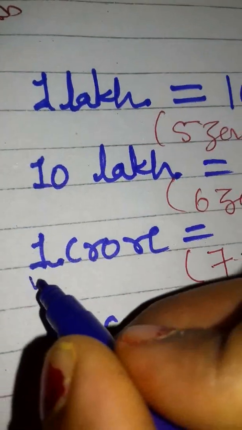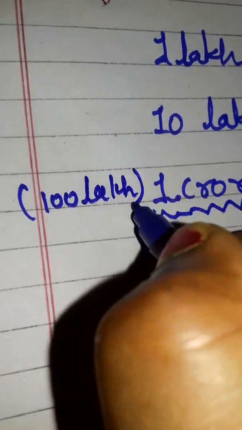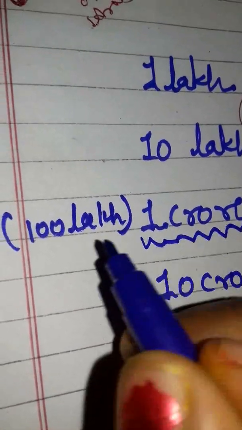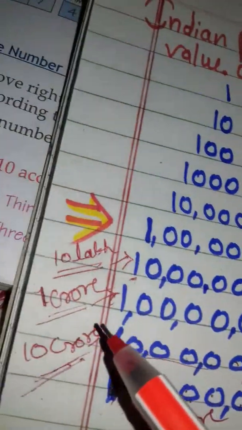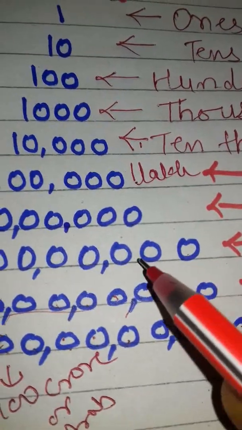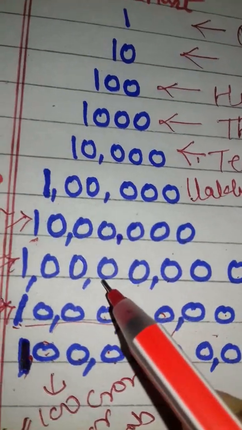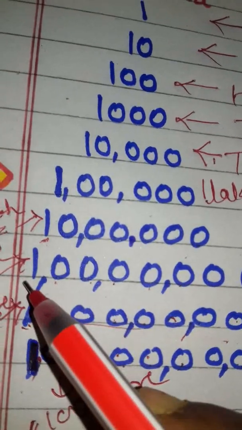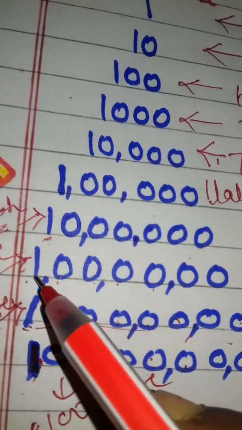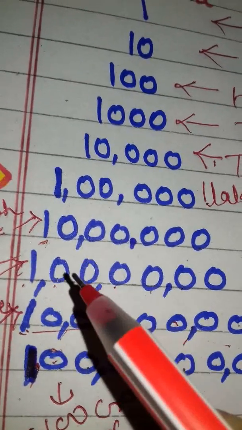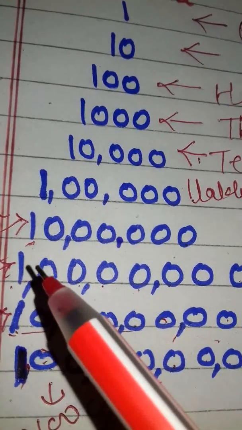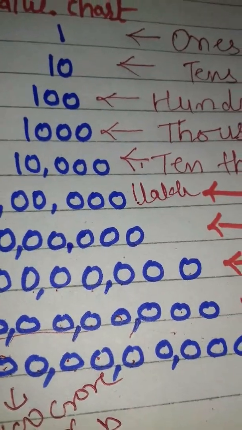One more thing, students, this 1 crore is also equal to 100 lakh. Okay, 1 crore is equal to 100 lakh. For example, you can see this crore period: 1 times hundreds, thousands, ten thousands, lakh, ten lakh, crore. So after 10 lakh, that means 100 lakh, comes 1 crore. So 100 lakh means 1 crore.